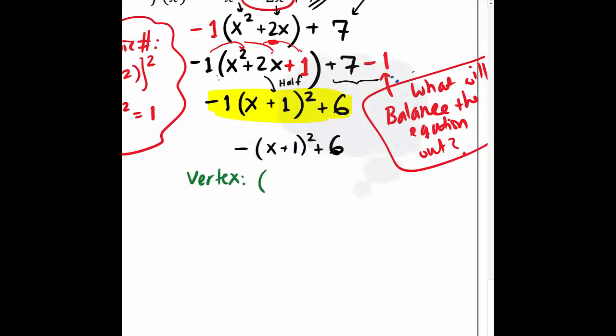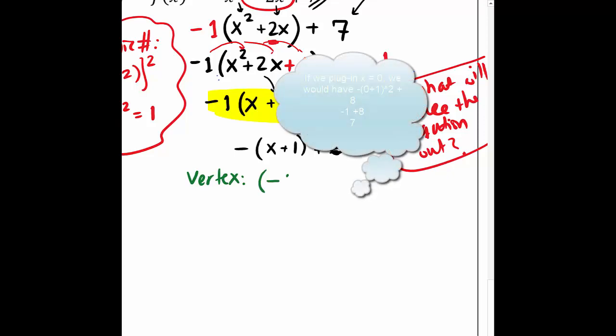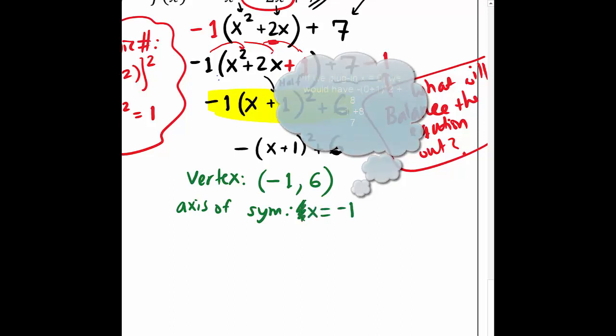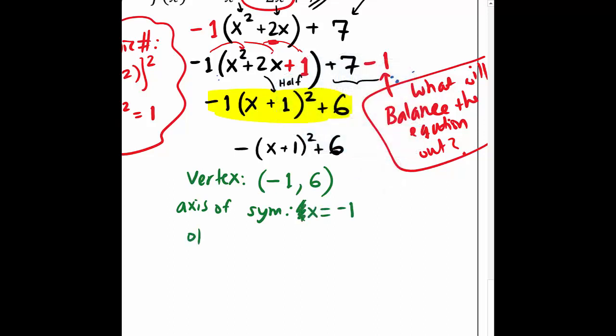So this guy's vertex is negative 1, because you change his sign, and keep the sign of 6. That means the axis of symmetry is going to be x equals, well, why did I put parentheses? x equals -1. This thing is going to open down because the number in front of x squared, the value of a, is -1, so it's negative.